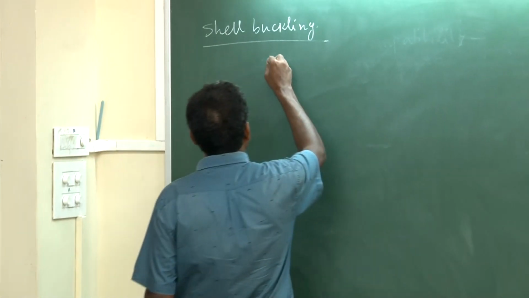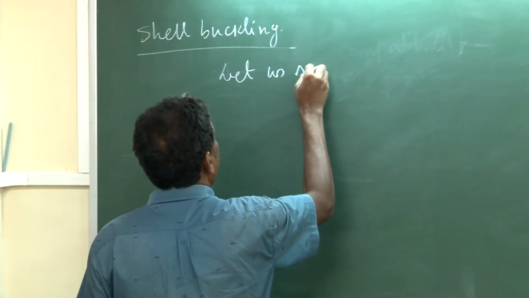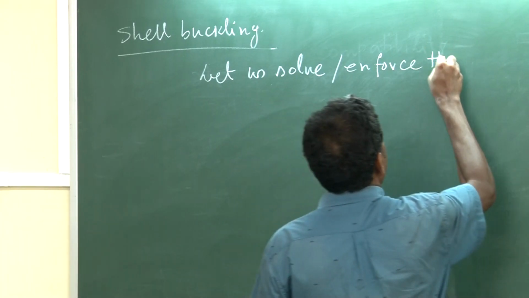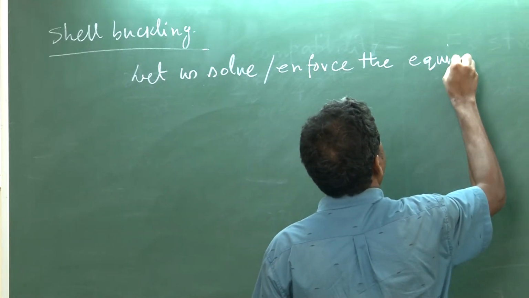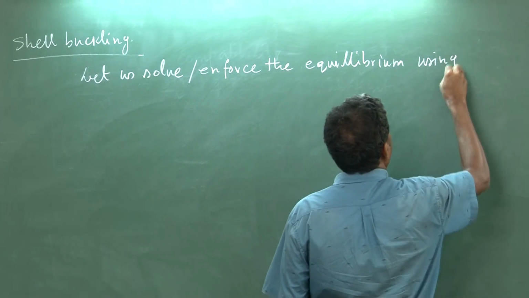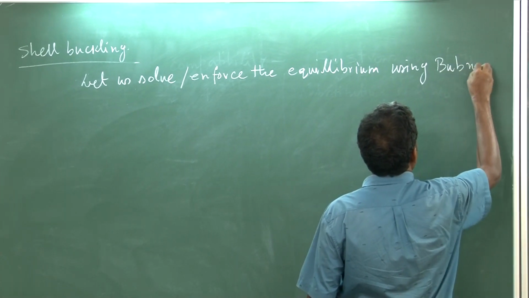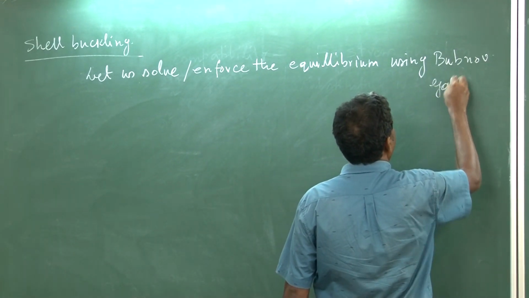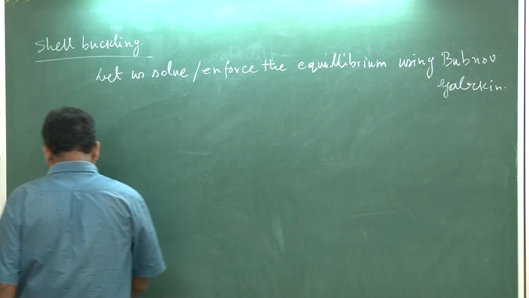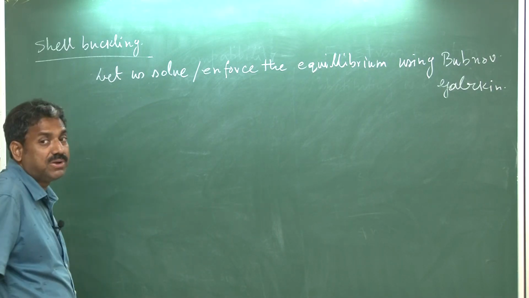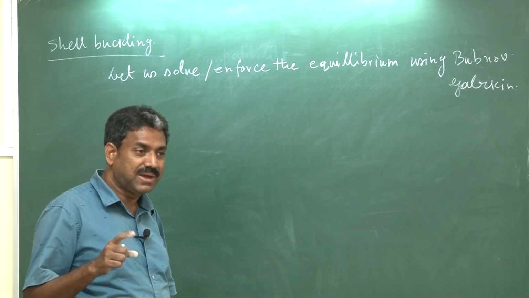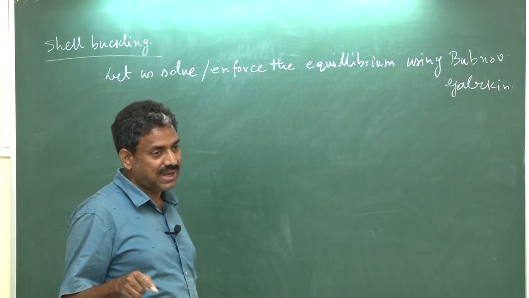So, let us enforce the equilibrium using the Bubnov-Galerkin technique. Why Bubnov? Bubnov means the weight function that you are going to use will be the same as the function you have assumed. So, what is the weight function? The weight function will be the same as whatever is associated with w: sin pi x by a into sin pi y by a, right? That is the weight function.